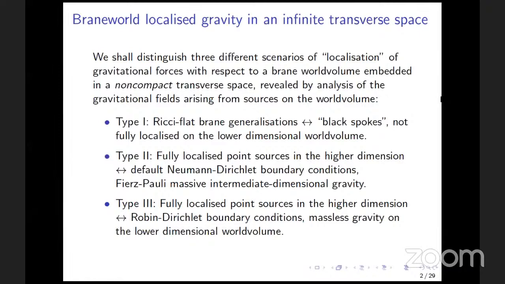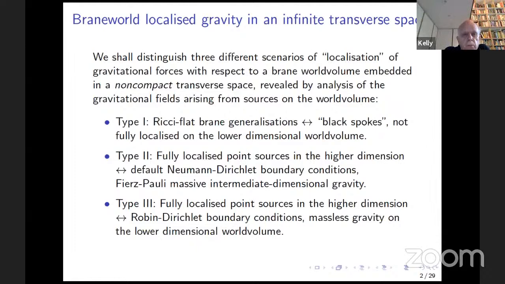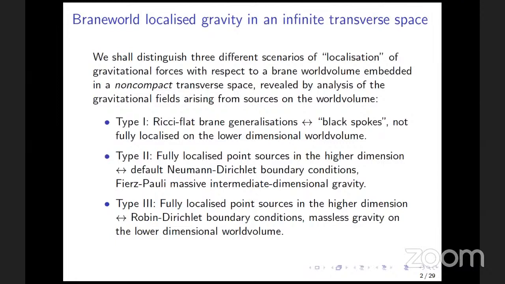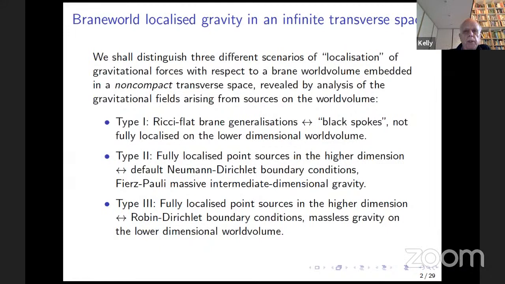So I start already with an overview, in fact, of what we're going to see. We're going to distinguish three different scenarios of localization of the gravitational forces on a brane world volume embedded in a non-compact transverse space, as revealed by analysis of the gravitational fields from sources that we put on the world volume.